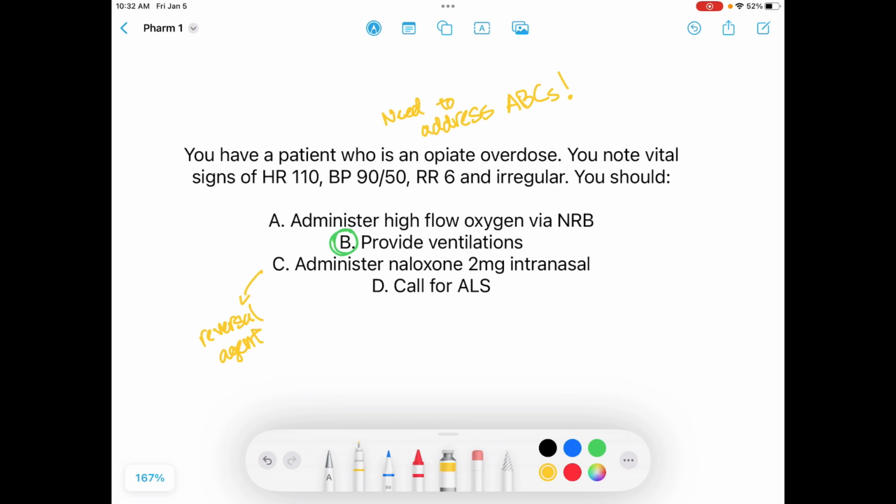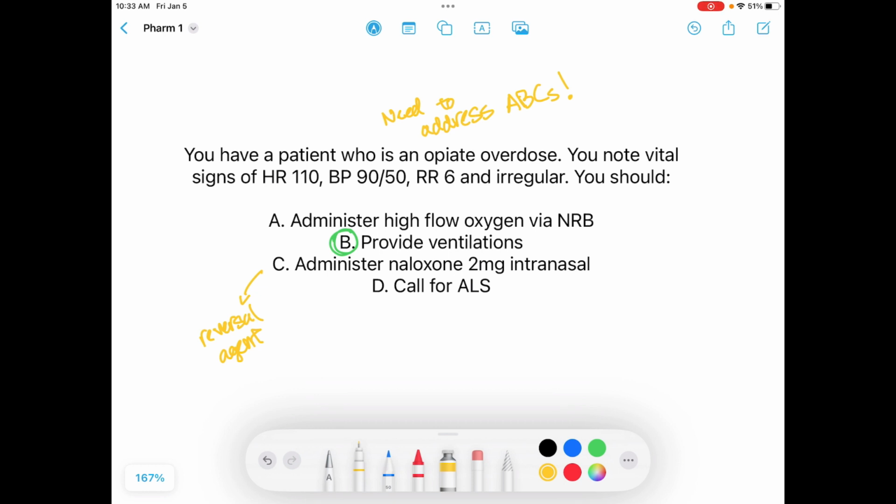Another way of thinking about this is if I don't have adequate ventilatory support, it's going to be kind of hard. The medication is just going to sit there in the nose, which is fine. But if I'm not circulating oxygen around the body, the medication is not going to be very effective. So we want to make sure that we have our ABCs in place and we're addressing those. And then once those are in place, we can now administer the medication.